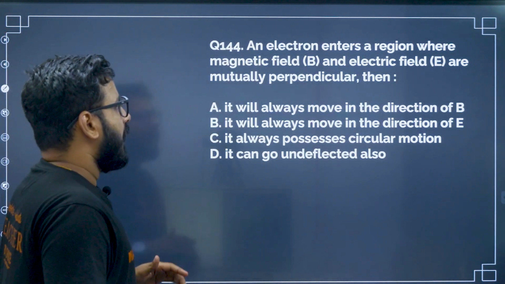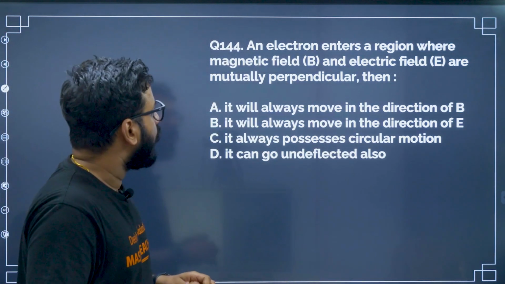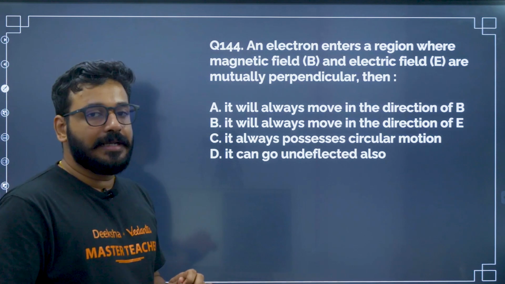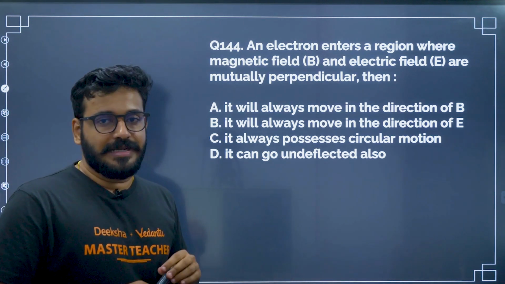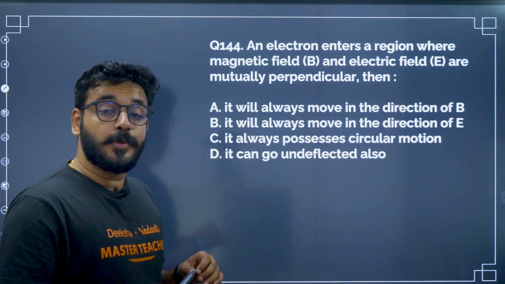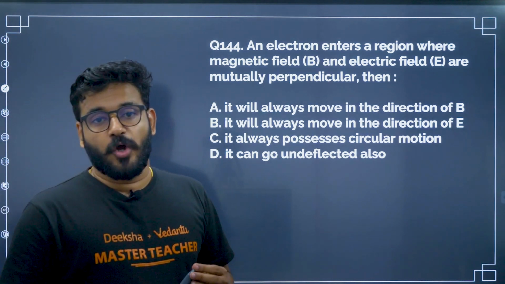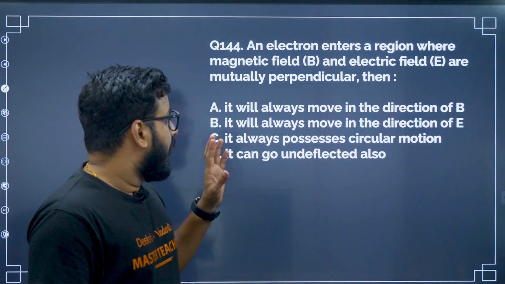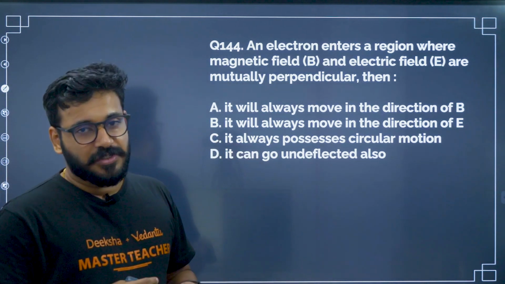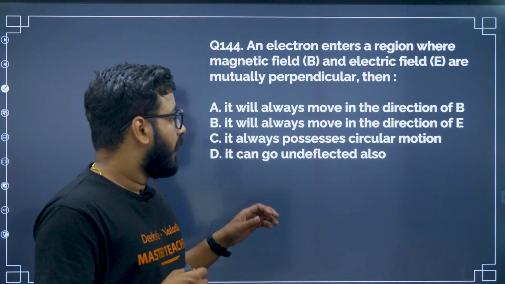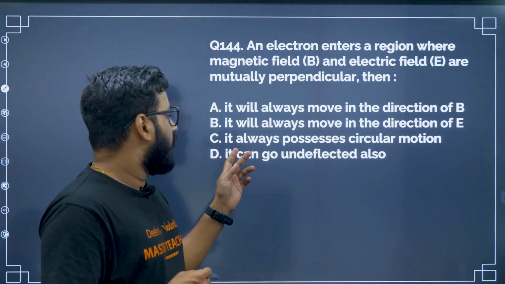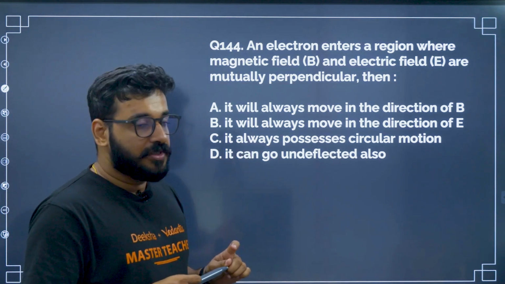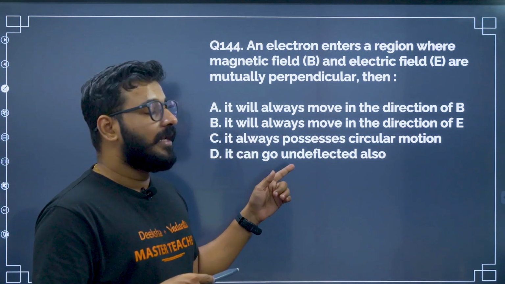The next question is: an electron enters a region where magnetic field B and electric field E are mutually perpendicular. Magnetic field and electric field are mutually perpendicular. Then what will happen? What is the consequence? It will always move in the direction of magnetic field B. It will always move in the direction of electric field E. It always possesses circular motion. It can go undeflected also.